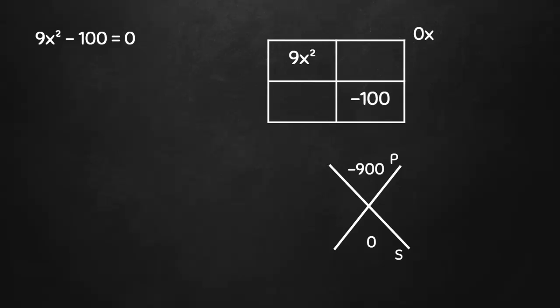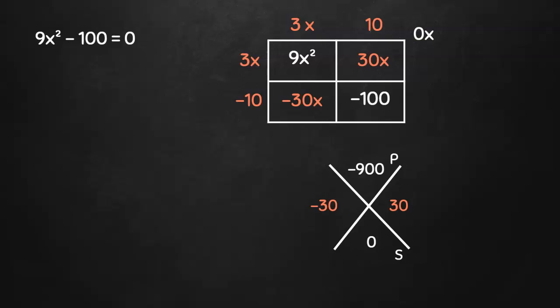So now to help me find numbers that are going to go inside my box, I want to see what two numbers will multiply to negative 900, but then add to 0. Well, I have negative 30 times 30. So these numbers are going to go inside my box. So negative 30x and positive 30x. That makes sense because when I add my x's together, I would get that corner of a 0x.